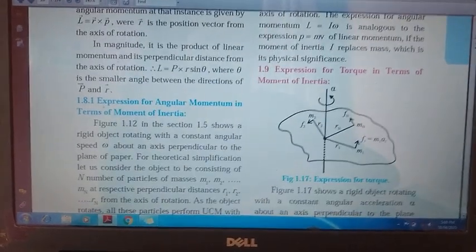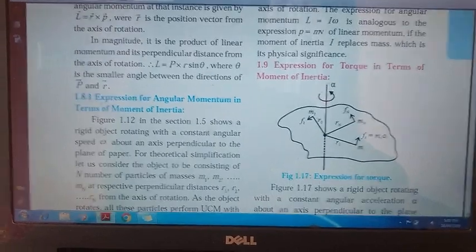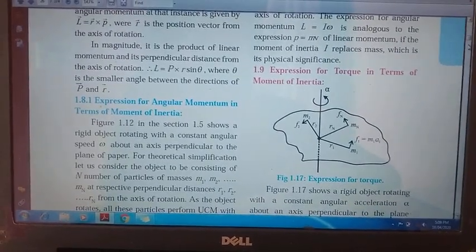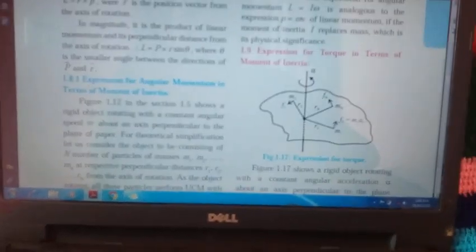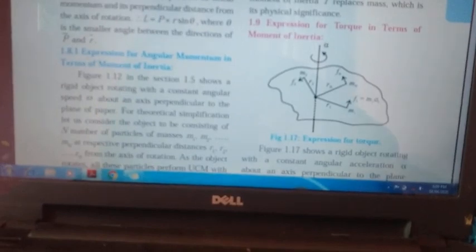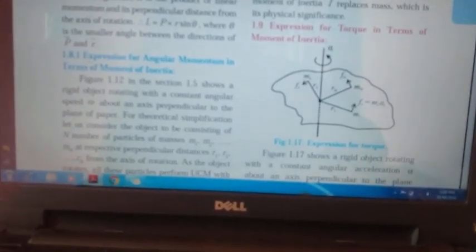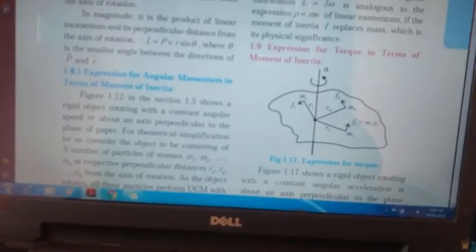Hello students. In today's lecture we are going to derive an expression for angular momentum and talk in terms of moment of inertia. So first of all, consider a rigid object which is rotating about an axis with some angular speed omega. So let the angular speed be omega.